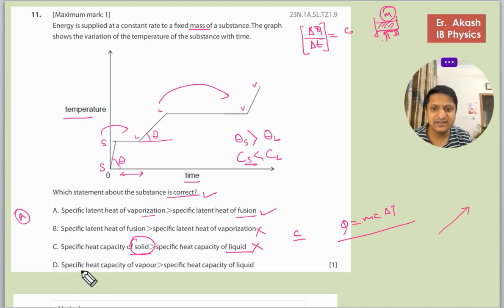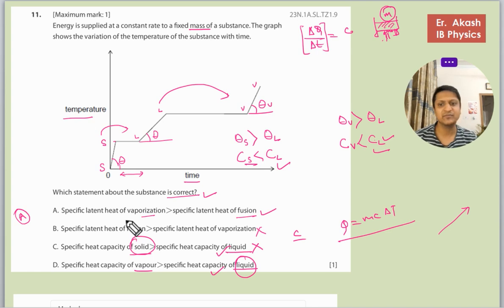So this option is not right. And similarly, specific heat for vapors is greater than specific heat for liquid. So this theta for vapor looks bigger than for the liquid. So the specific heat for vapor is less than the specific heat of liquid. So the liquid is more here, and the liquid is more here, but in both options it is less. So only A option is the right option.